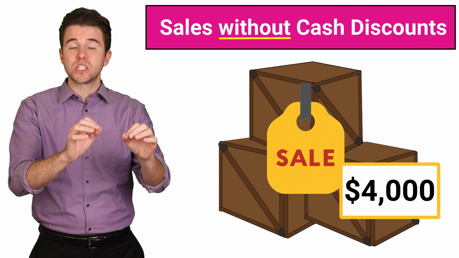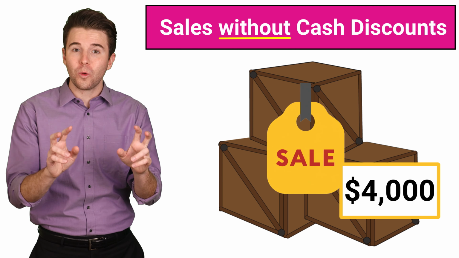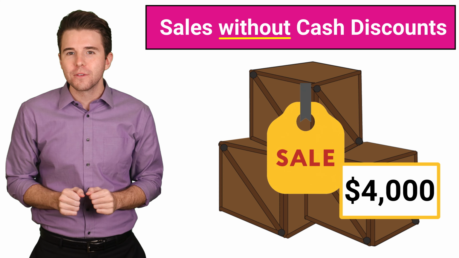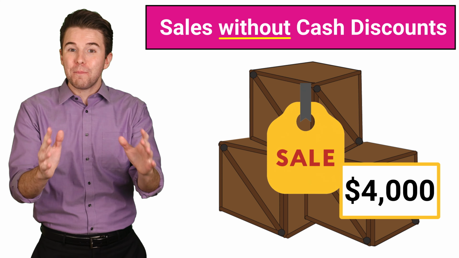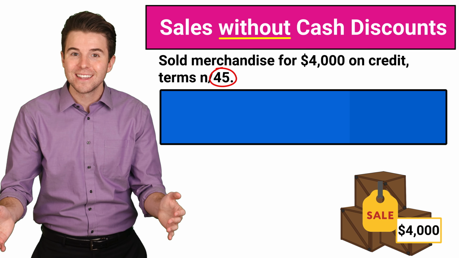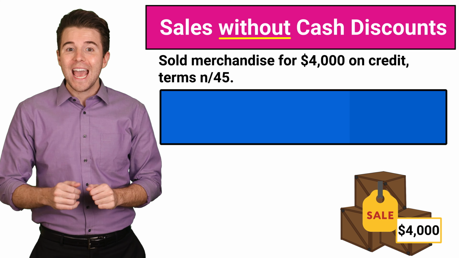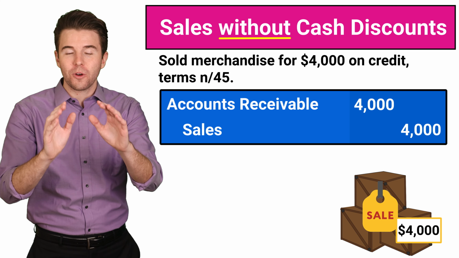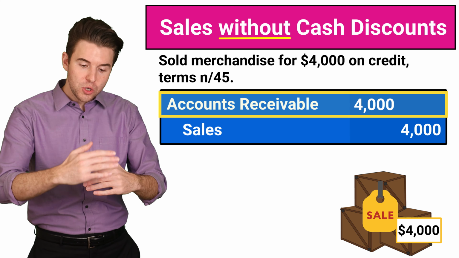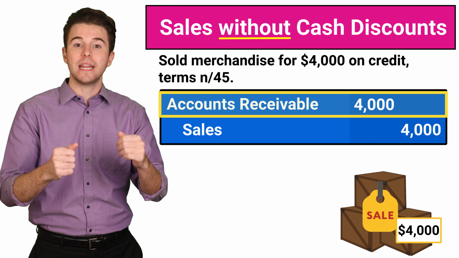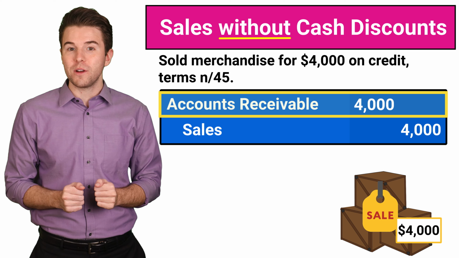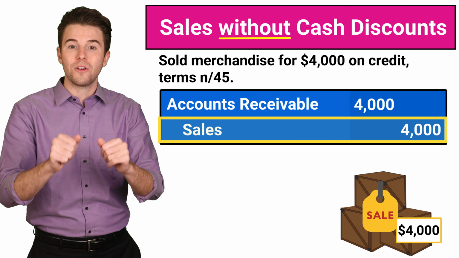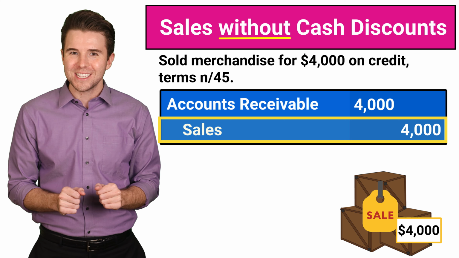So let's dive into an example, and we'll start off with an easier example without cash discounts. Let's say we sold $4,000 of merchandise on credit with terms net 45, meaning no discount is offered and the buyer must pay within 45 days. When recording this transaction, we debit accounts receivable for $4,000 and credit sales for $4,000. We debit accounts receivable to increase the asset account for a payment that is going to be received sometime in the next 45 days. We credit sales for $4,000 to recognize the revenue in this transaction.